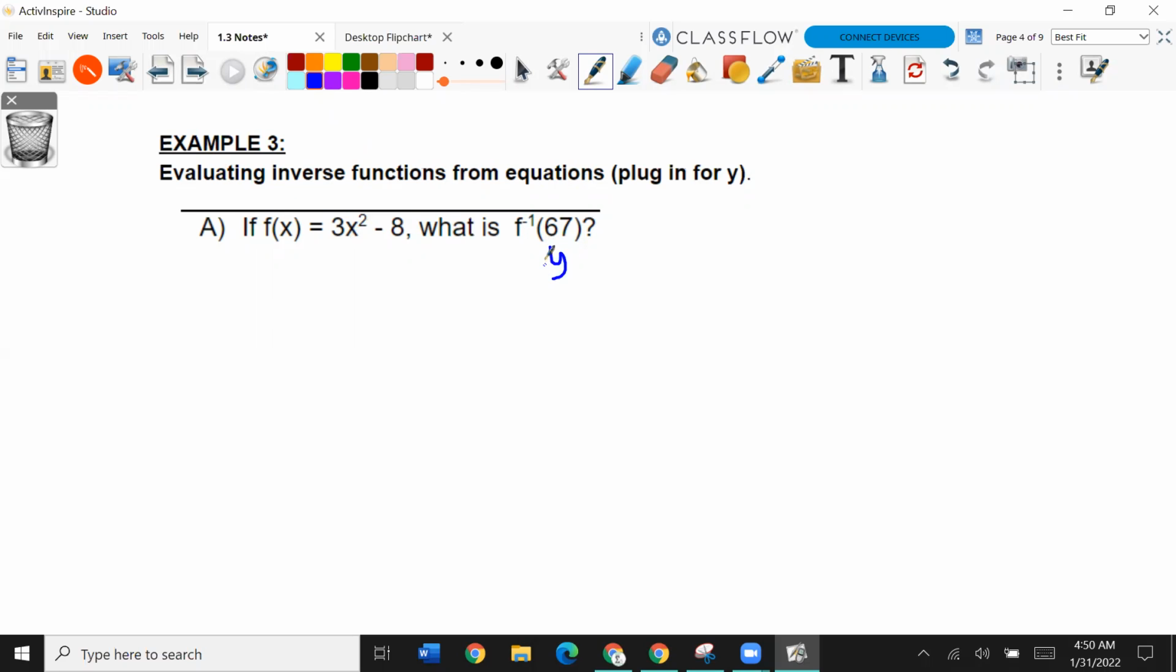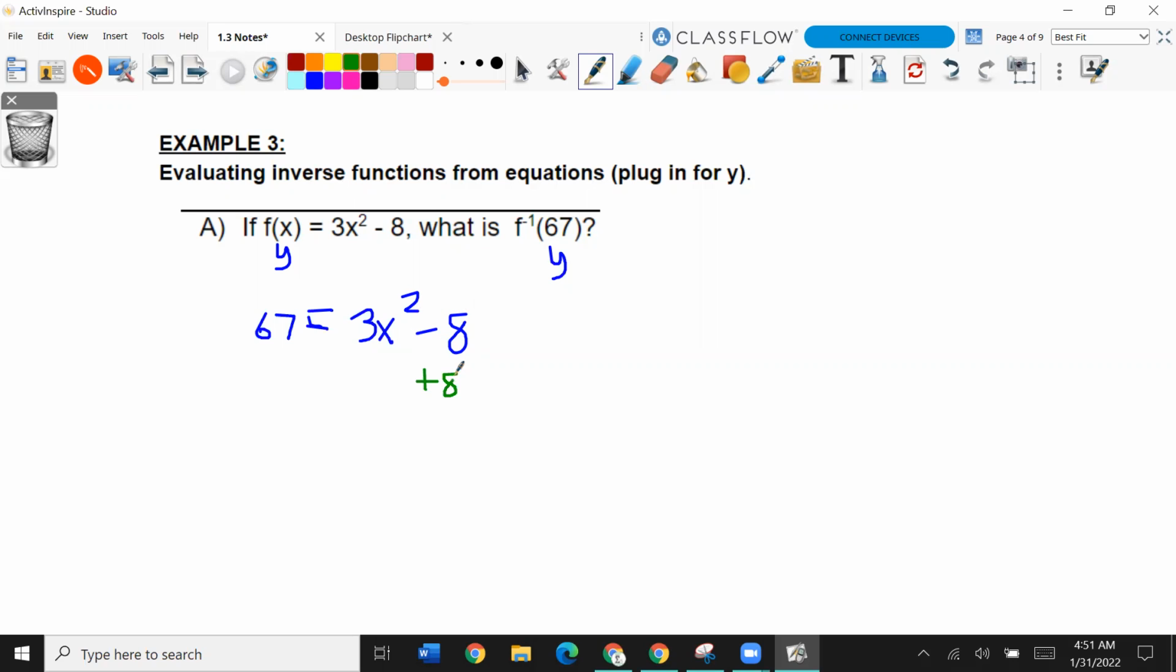Remember, that's a y value. So in this problem, instead of plugging in for x, I'm going to plug in for y. f of x is y, so I'm going to say 67 equals 3x squared minus 8. Now I want to solve this, right? So I'm going to go through the process of solving equations, which we can review if you need to. But you always want to add or subtract the term at the end first if there is.